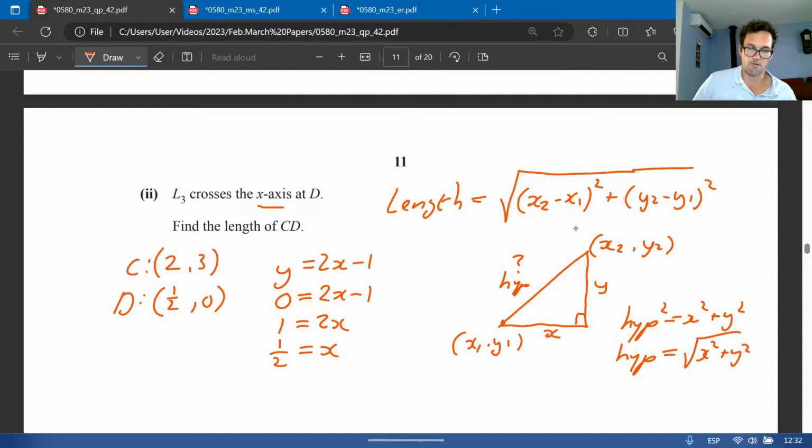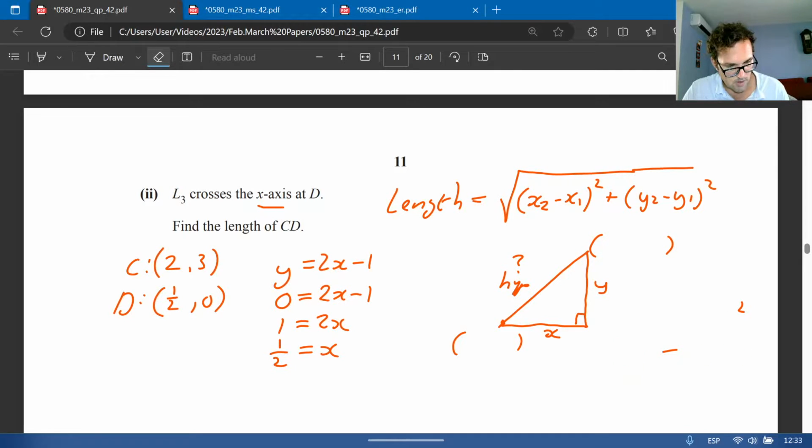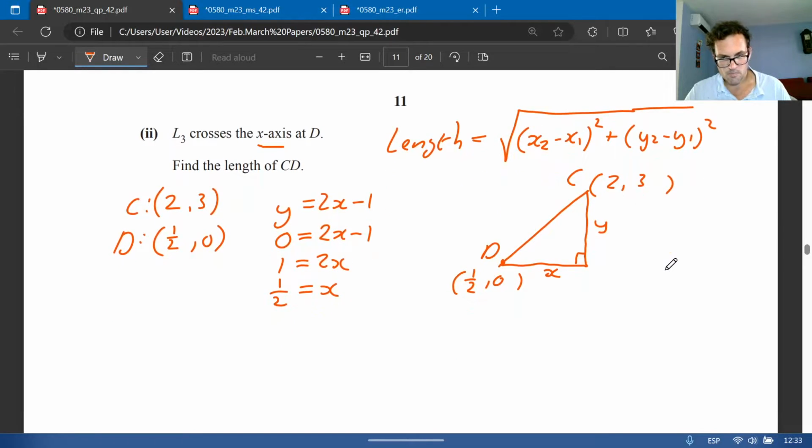X value is a half. Okay, so like over here, yeah, let's try this again. Let's say this is C and this is D. We know C is (2, 3). We know D is (a half, 0). So if we use our formula, the length of CD is the square root.